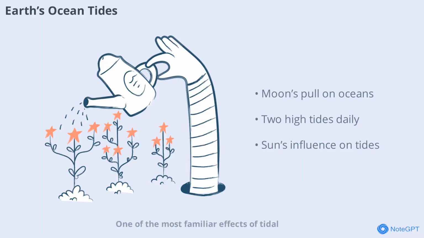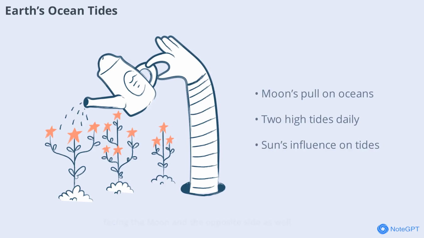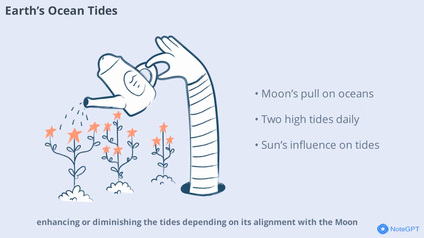One of the most familiar effects of tidal forces is the rise and fall of Earth's oceans. The moon's gravity pulls on Earth's water, causing it to bulge out on the side facing the moon and the opposite side as well. This results in two high tides and two low tides each day. The sun also plays a role, enhancing or diminishing the tides depending on its alignment with the moon. These daily rhythms are a direct result of tidal forces at work.